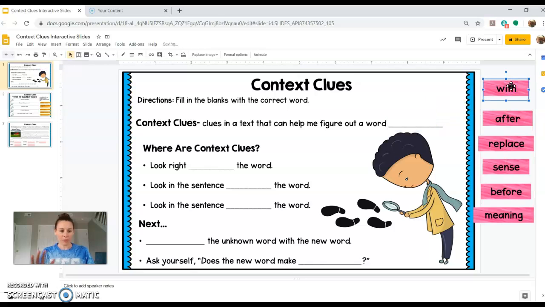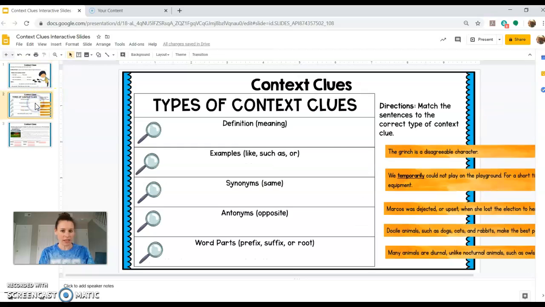All right, after you've completed that, you'll come over to the next slide, which is types of context clues. You're going to be matching the sentences to the correct type of context clue. The types are: the definition or the meaning of the word; examples, so when they give you examples of the word; synonyms, which means the same; antonyms, which means the opposite; and finally word parts, so prefix, suffix, or root. For word parts, you can figure out the meaning of a word if you know the prefix.